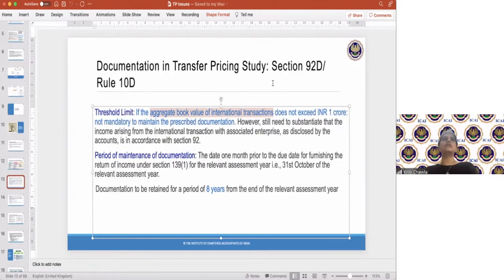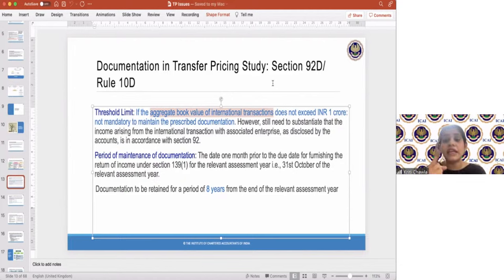So I'll give you an example. Let's say that my client has undertaken a transaction with its AE, and the transaction value is 1 crore 20 lakh rupees. Now, transfer pricing provisions will be applicable in this particular instance because the transaction value is there, and even if the transaction value is more than 1 rupee, transfer pricing provisions will be applicable. The next step is whether I need to maintain a TP study or not. Well, yes, I will be maintaining a TP study. I will be getting into compliance, because the transaction value is 1 crore 20 lakh, which is exceeding 1 crore.